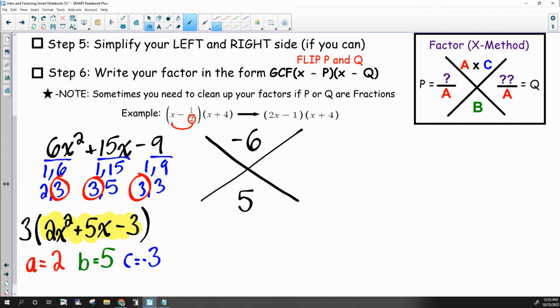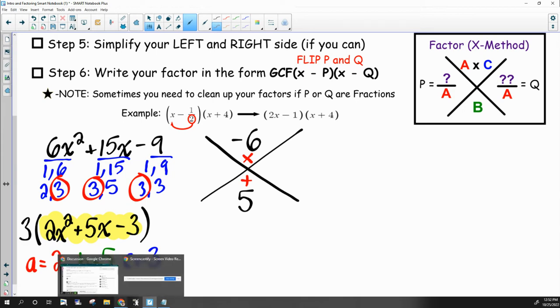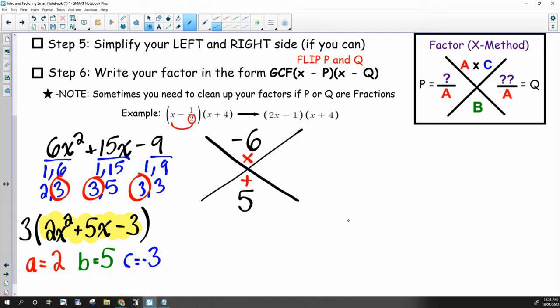Step number 4 is what we've been doing, what you just did at the beginning of class, and that is finding your mystery numbers. We need 2 numbers that multiply to give us the top and add to give us the bottom. Okay? Now 6 isn't a very big number. It doesn't have that many factors. Eventually you will get good enough at this where you can just do it right in your head. But we're going to just practice writing down our factors.